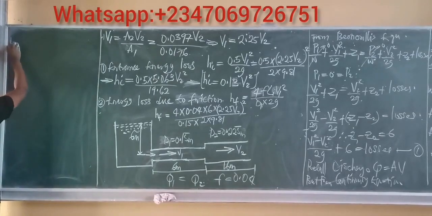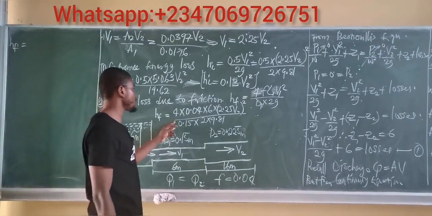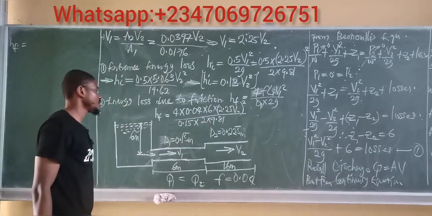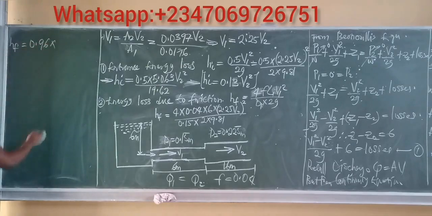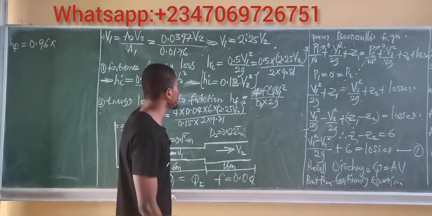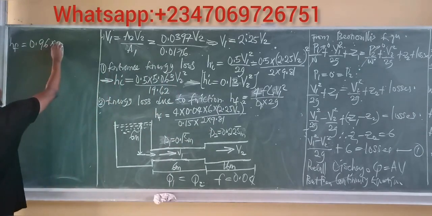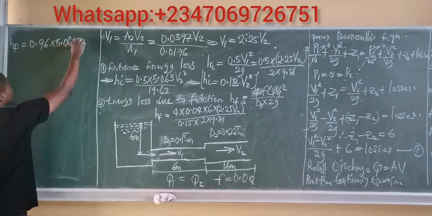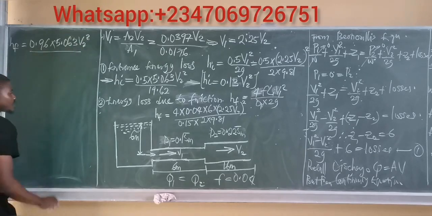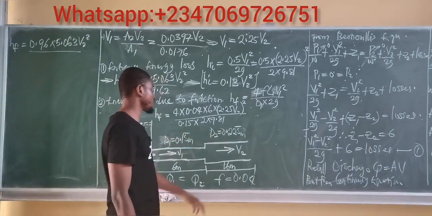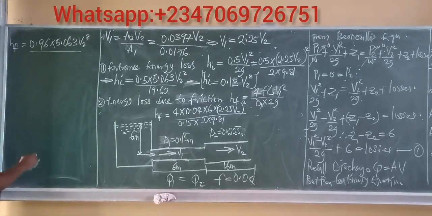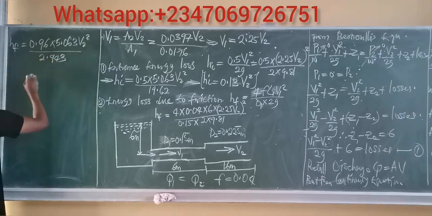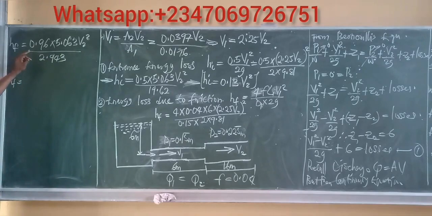So head loss due to friction, H_f, is now equal to, give me 4 times 0.04 times 6. You have 0.96 multiplied by, now give me 2.25 squared. 2.25 squared gives us 5.063 V2 all squared, divided by, give me 0.15 multiplied by 2 multiplied by 9.81. You have 2.943. Okay, so head loss due to friction is now equal to, now give me 0.96 multiplied by 5.063 divided by 2.943.